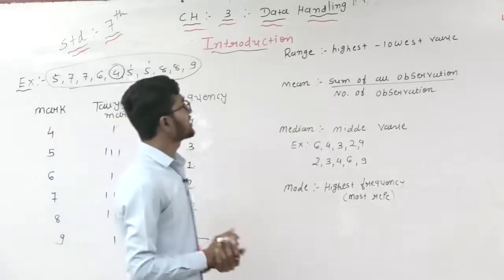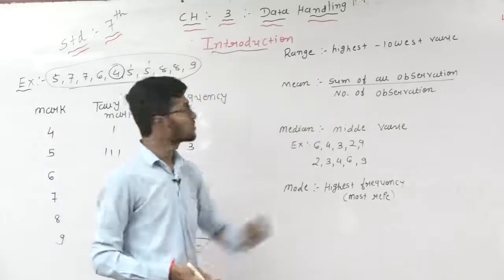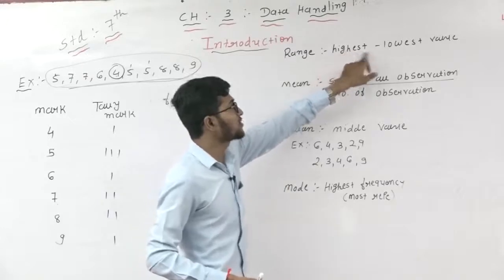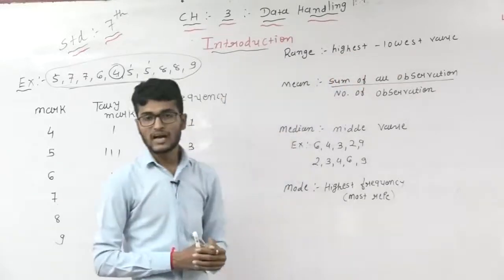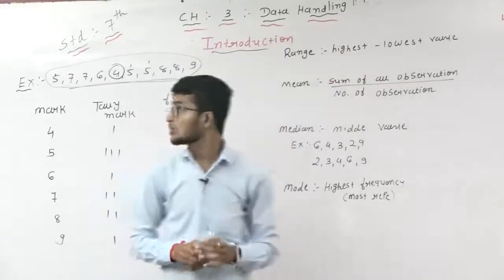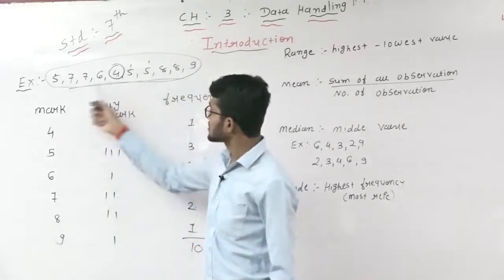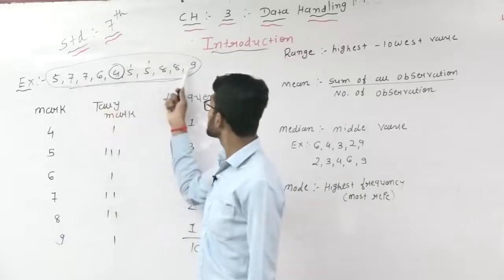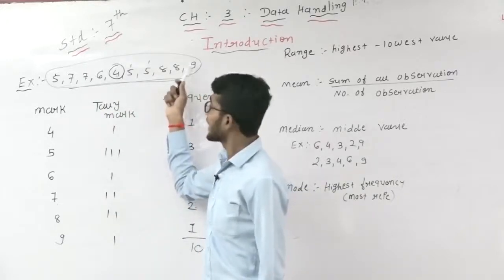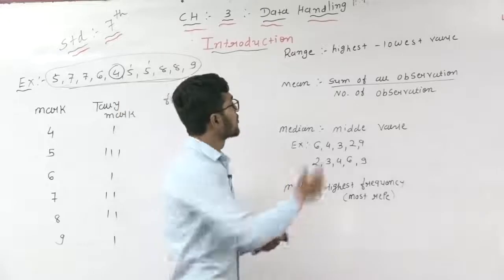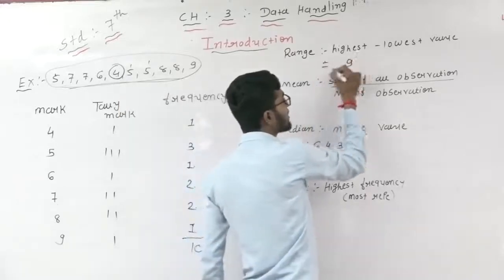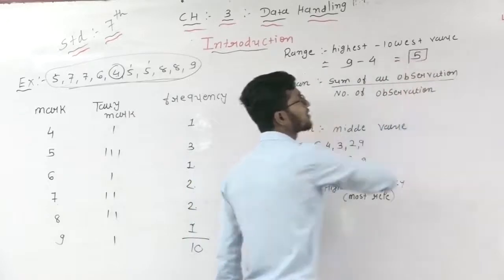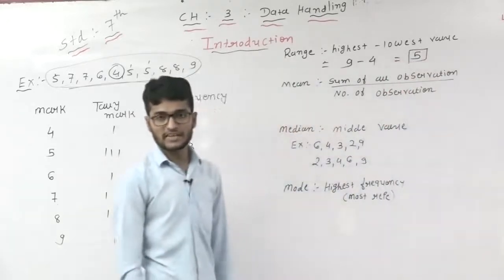So dear students, here is the range. This is the formula of the range. To find the range: highest value minus lowest value. Highest value minus lowest value. So dear students, here some data is given, it means some information is given here. In this information, the highest value is 9 and the lowest is 4. So the highest value is equal to 9, lowest value is equal to 4. So range is equal to 5. So 5 is our range. This is how we can find the range.